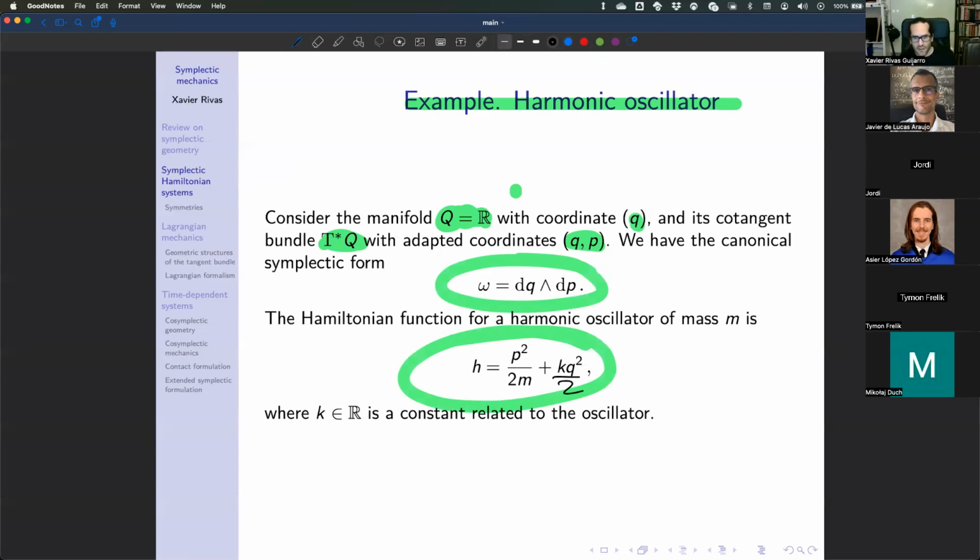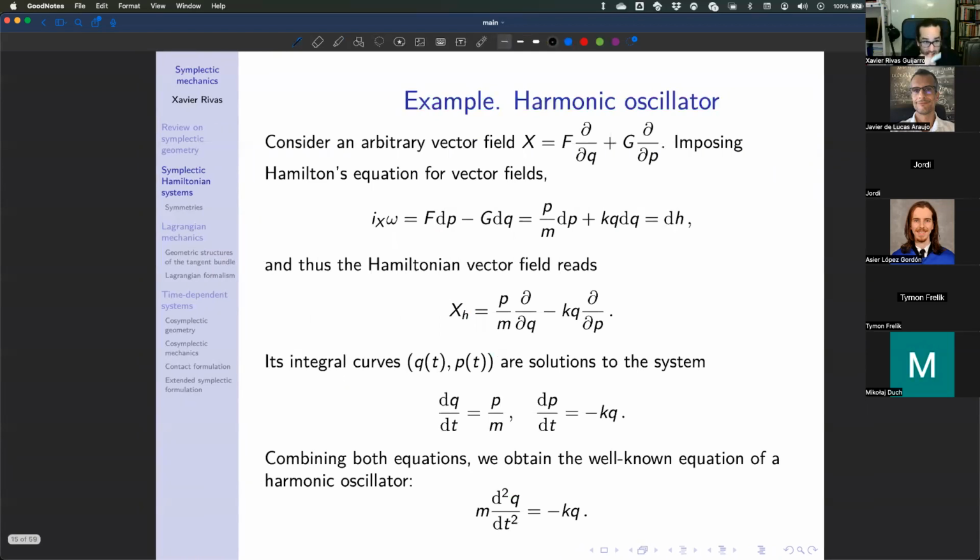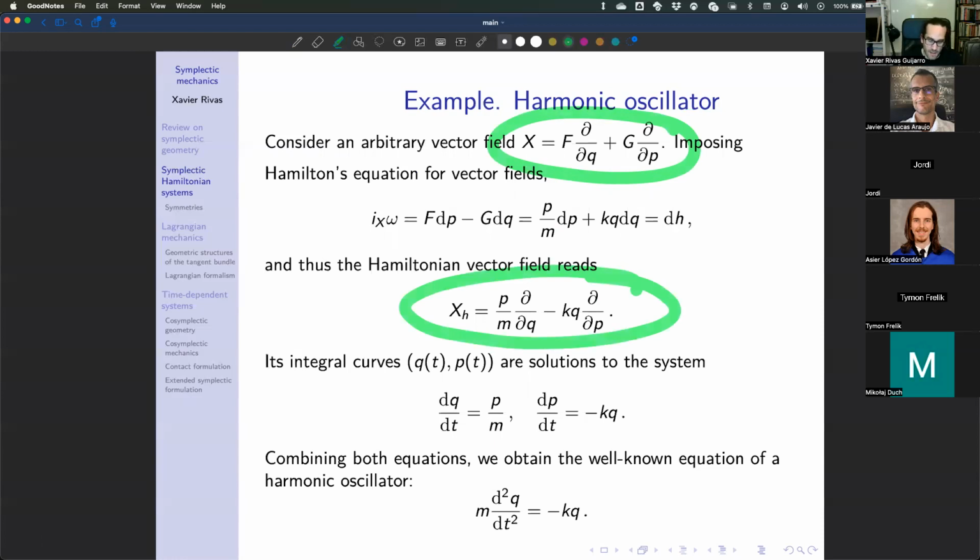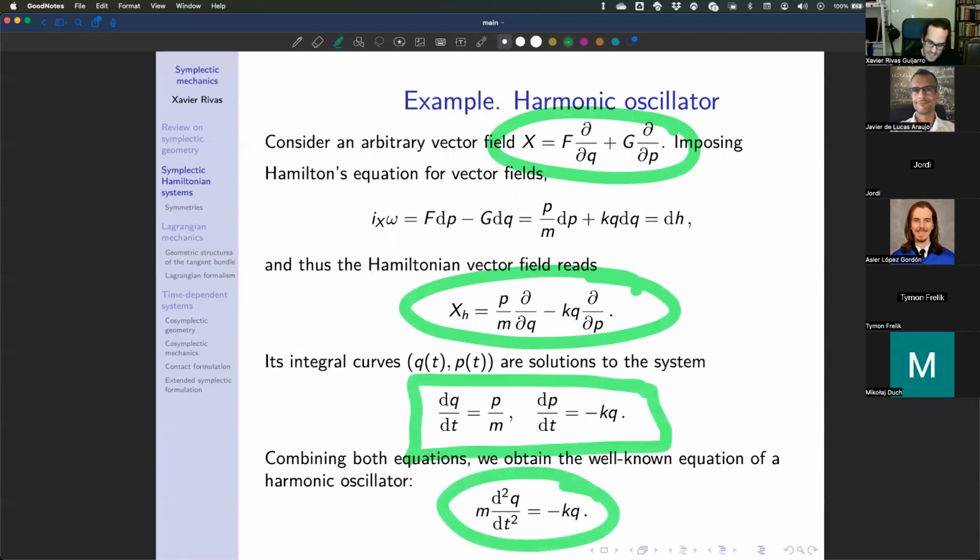Okay, now this is the Hamiltonian of the harmonic oscillator, where K is a constant of the oscillator. If we write the Hamilton equations for this Hamiltonian, beginning with a generic vector field and imposing Hamilton's equation, we obtain that this is the Hamiltonian vector field, and of course its integral curves satisfy these equations. Combining them, we obtain this equation here, which is indeed the equation of a harmonic oscillator.